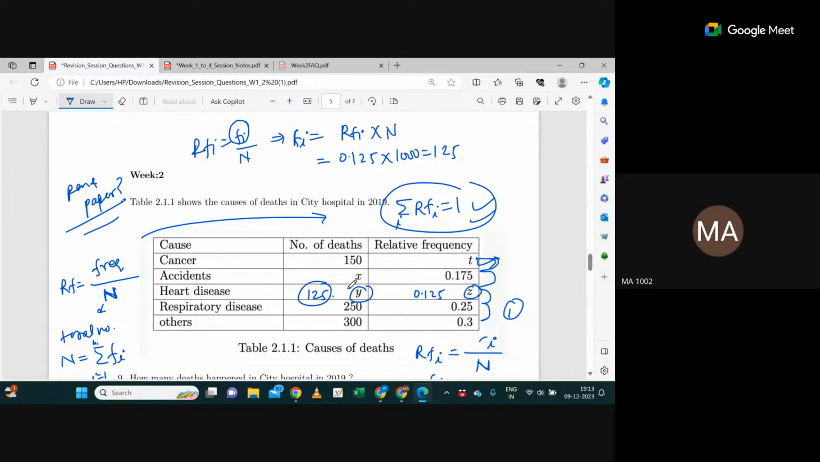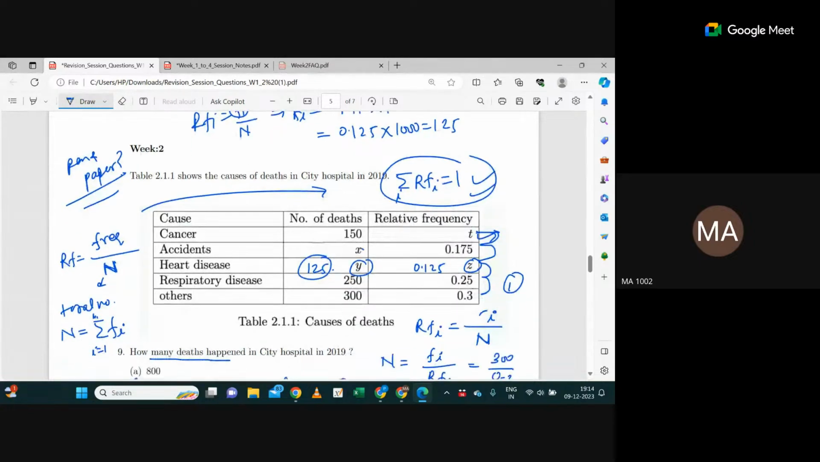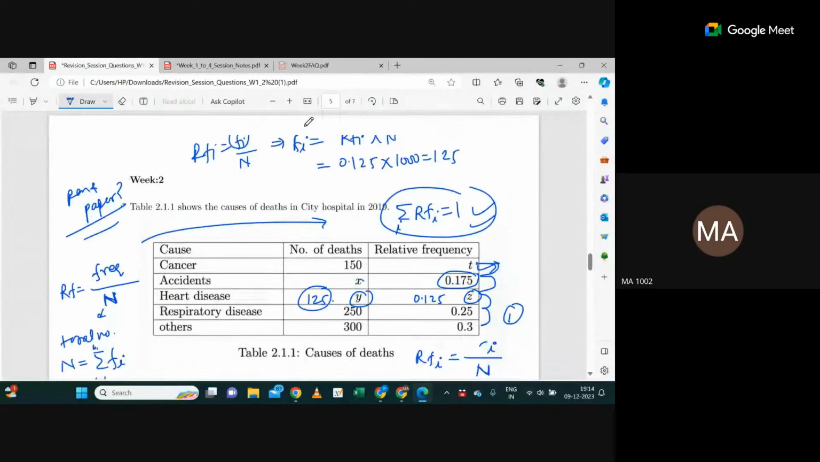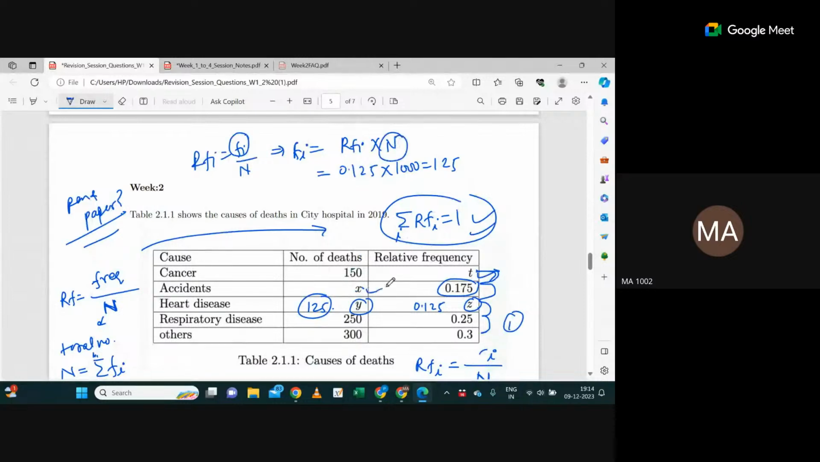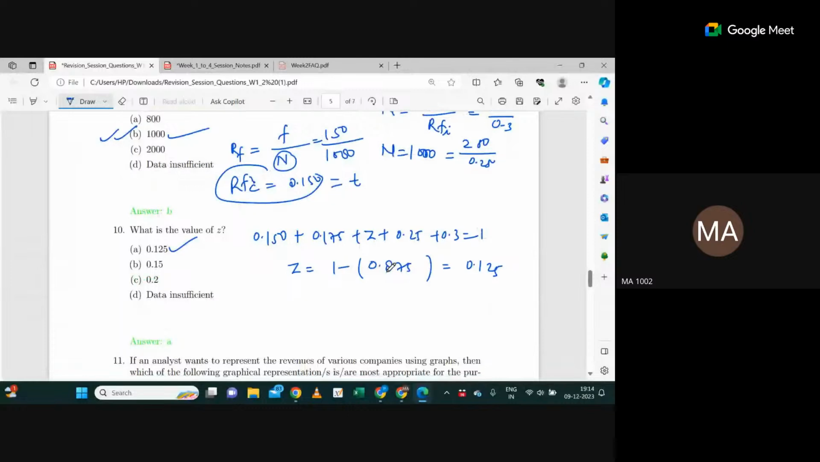Suppose I ask what is the value of x. You can simply add all the observations and subtract from the 1000. Or another way: the relative frequency is given to you, so you can simply multiply by the total number of observations and you will get the frequency for accidents. Is this clear? Yes, sir.